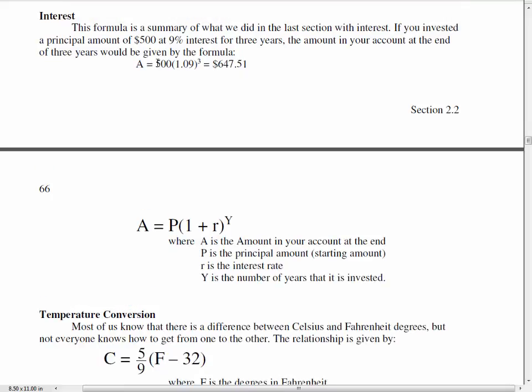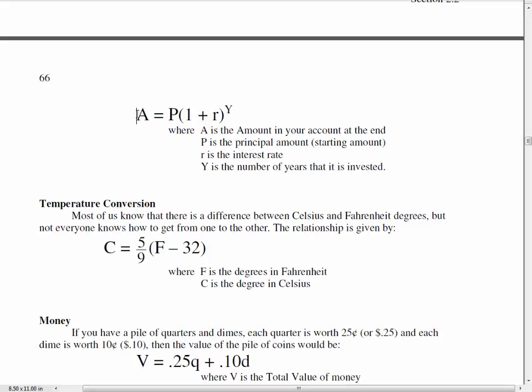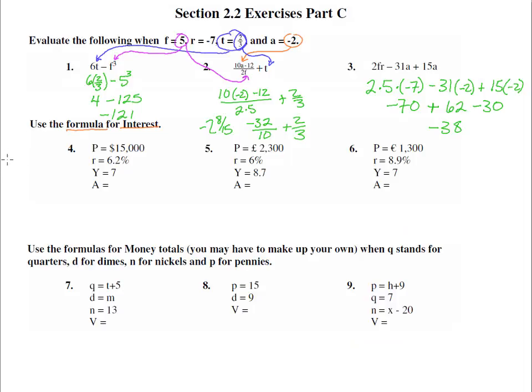Remember we had the principal amount, the initial beginning, times 1 plus the interest rate, all to the number of years that it went. So here we have an amount that's at the end of our savings, gaining interest, our principal, 1 plus r, so that's 1 plus the interest rate, all to the number of years that it is invested. Okay, so let's try that. We'll write it here for reference. A equals p, 1 plus r, all to the y power.